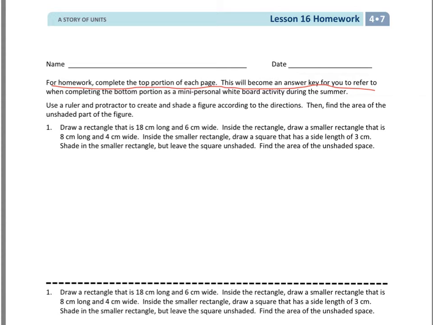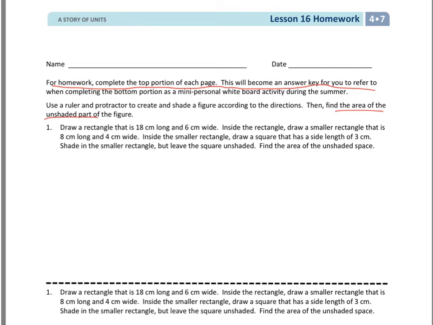It says, use a ruler and a protractor to create and shade a figure according to the directions. Then find the area of the unshaded part of the figure. That's the big part, unshaded. Now, I'm going to draw the dimensions on here, but I can't really use a ruler for what I have. So I'll try my best to do this.